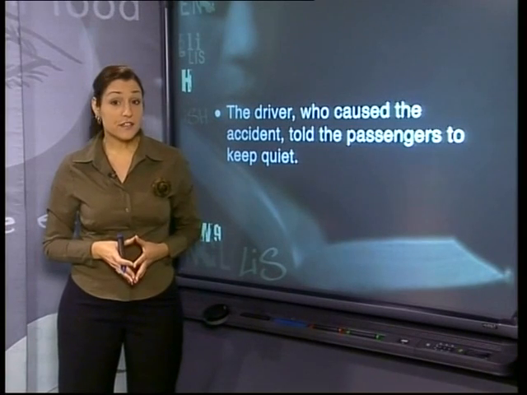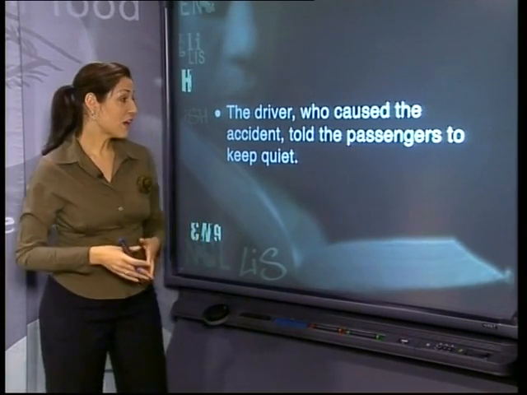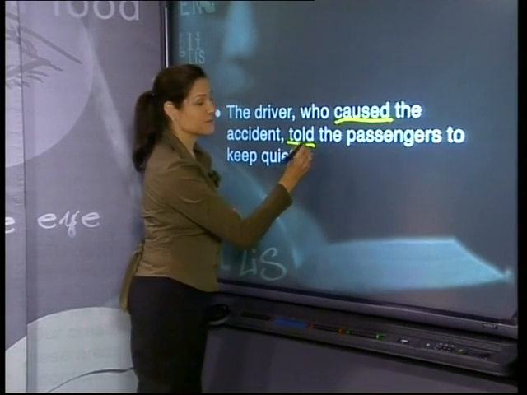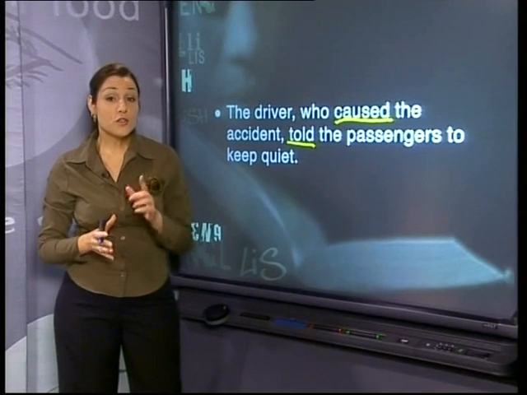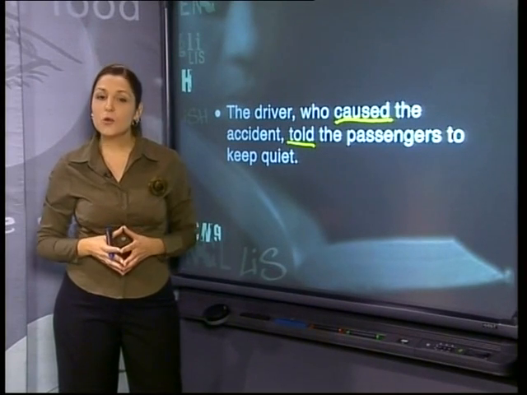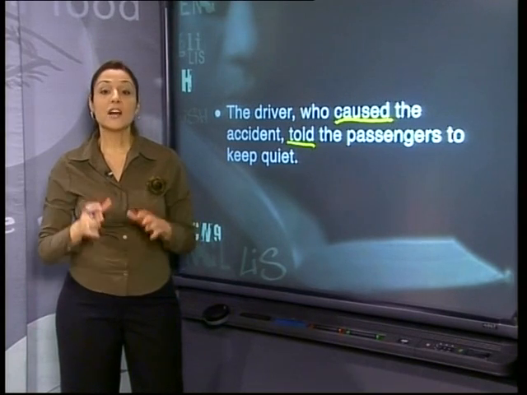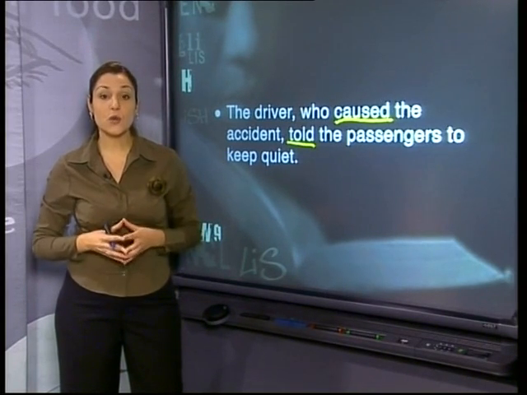Now the last example. The driver who caused the accident told the passengers to keep quiet. Can you find the finite verbs? They are caused and told. If there are two finite verbs, how many clauses are there? That's right, 2 clauses. Now let's split the sentence into clauses.